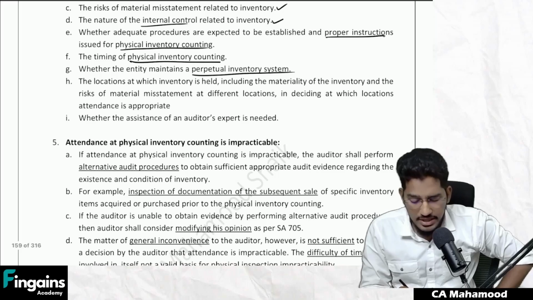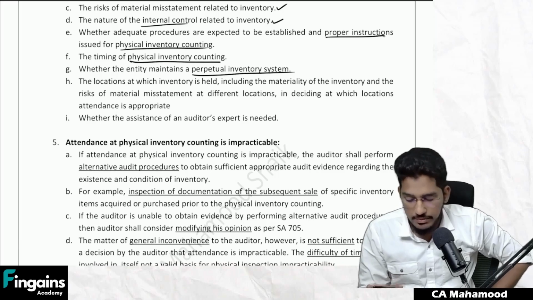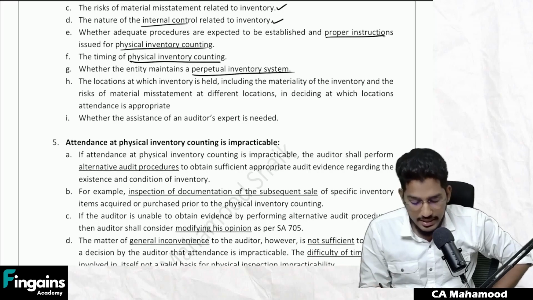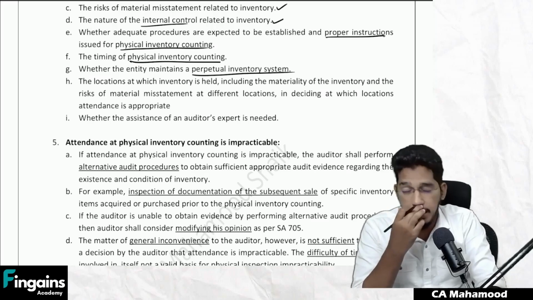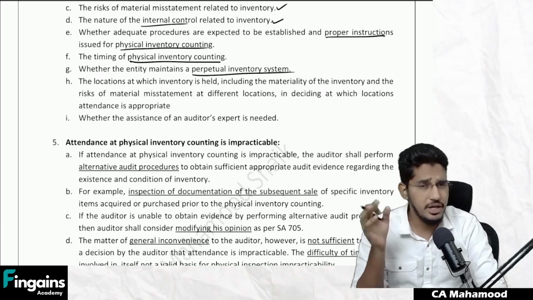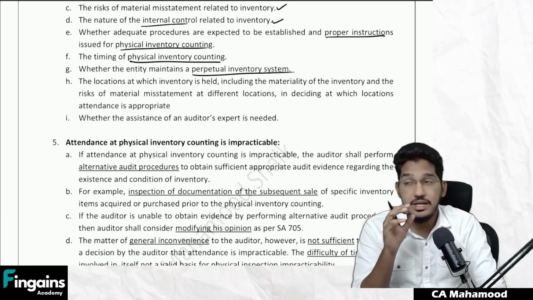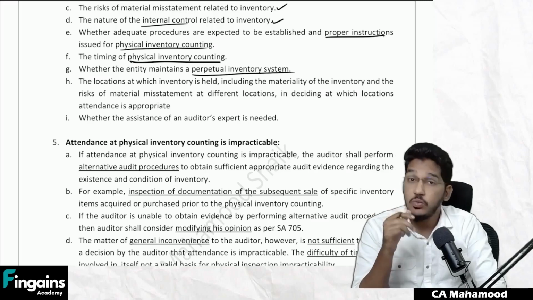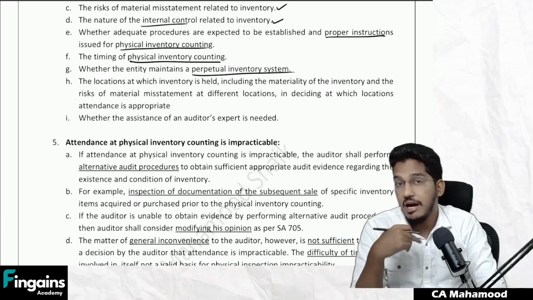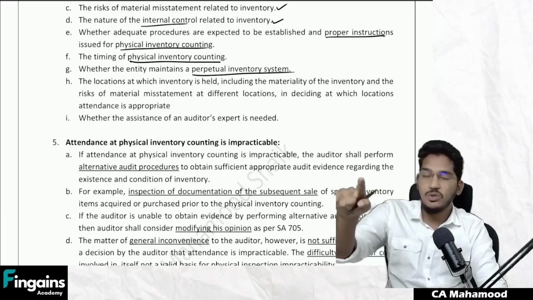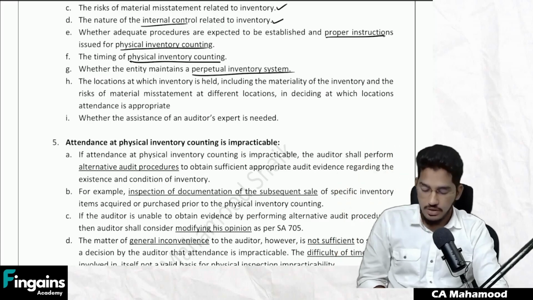Next, the location at which the inventory is held, including the materiality of the inventory and the risk of material misstatement at different locations, in deciding at which locations attendance is appropriate. If the client is keeping inventory at various locations, try to understand at how many locations inventory is kept, and at which location there is a high risk of material misstatement. I will go for physical verification at the location where the risk is higher.